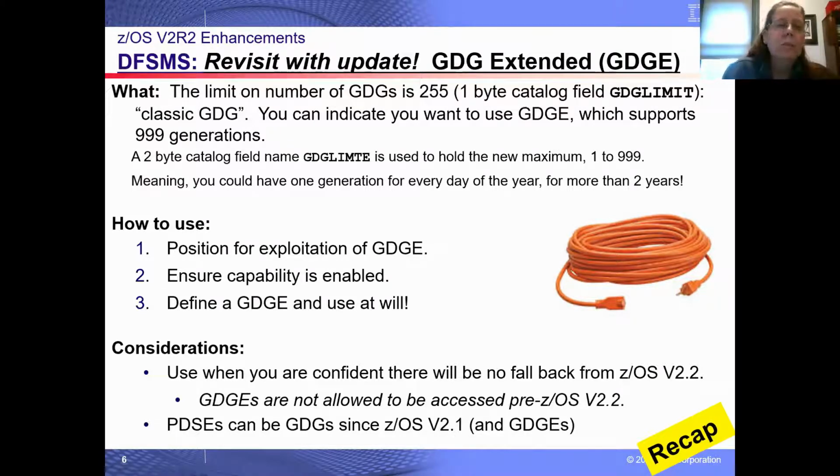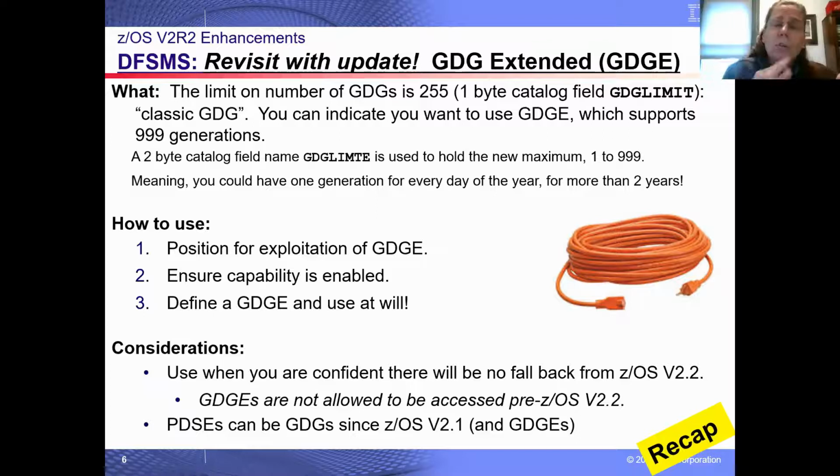Previously, the limit on what we're now calling classic GDGs was that you could have 255 generations. That was because we had a 1-byte catalog field, which was called GDG Limit. That 1-byte catalog field would only allow us to hold 255 generations. Therefore, that's what limited our classic GDG scenario.